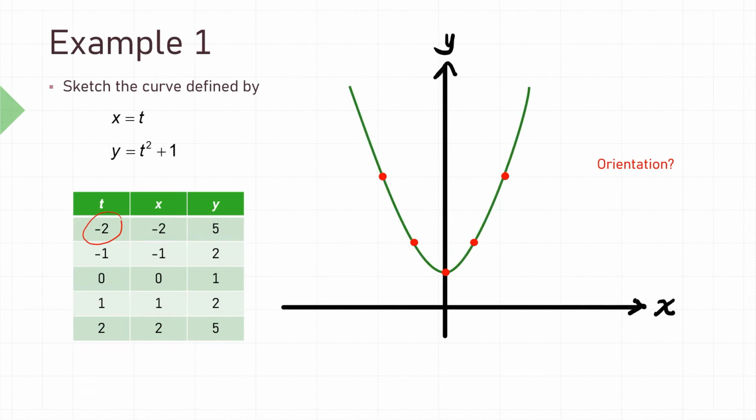But when sketching the parametric curve, it's important to write the orientation. We know that it starts from there to that point, so the curve goes from this to this. It's very important to note the orientation for parametric curves.